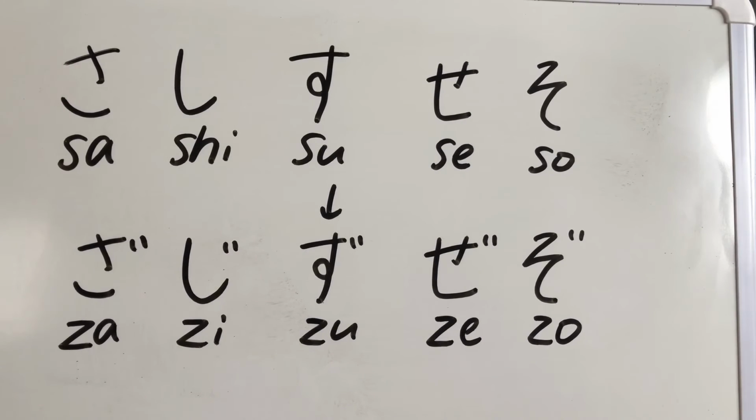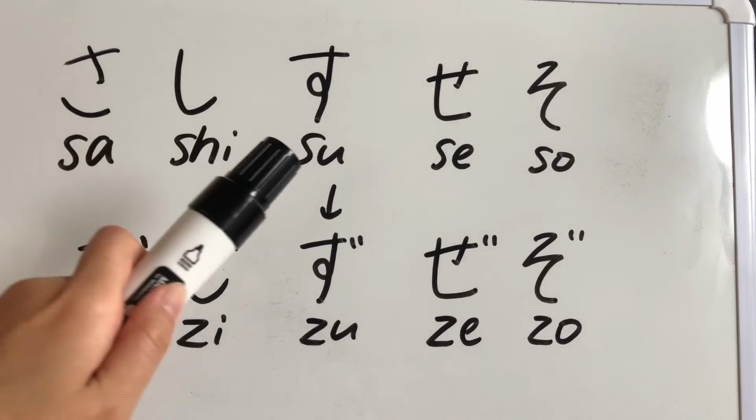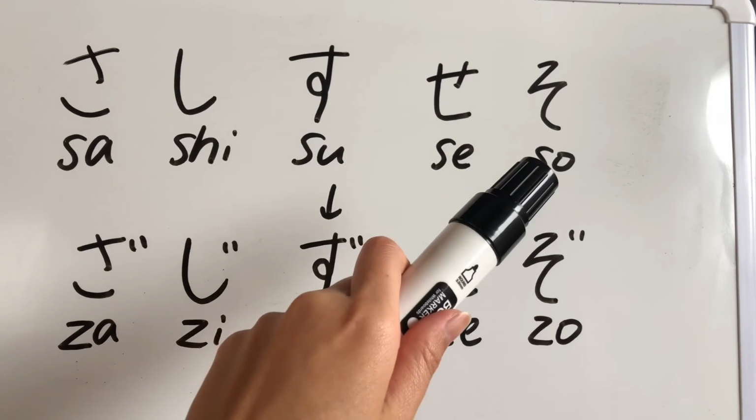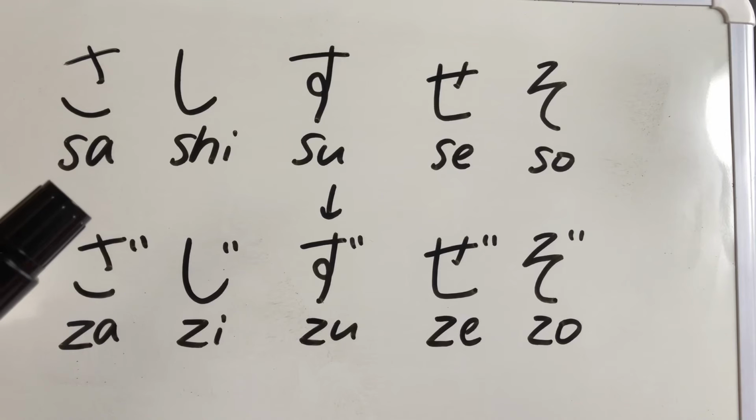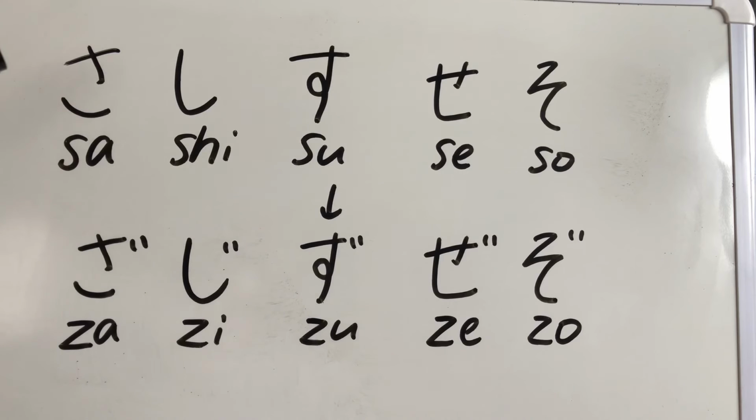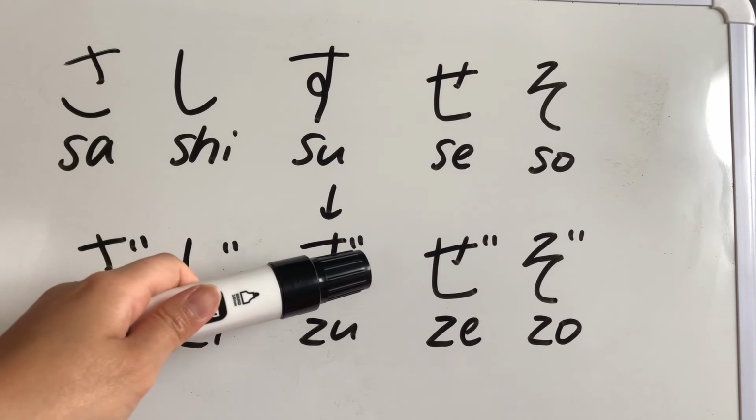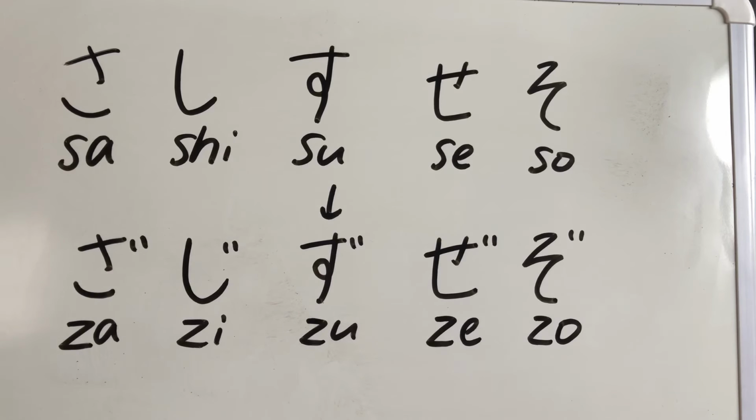And the next one will be like this. We have sa, shi, su, se, so. And when you put the dashes like this, that's going to be za, ji, zu, ze, zo. So consonant S becomes Z.